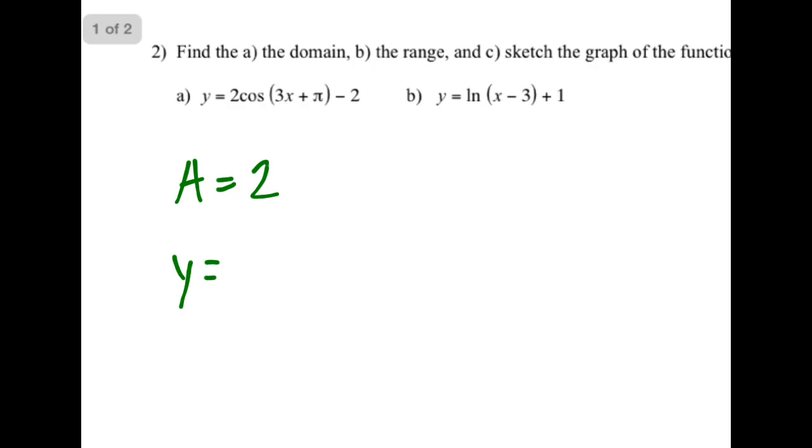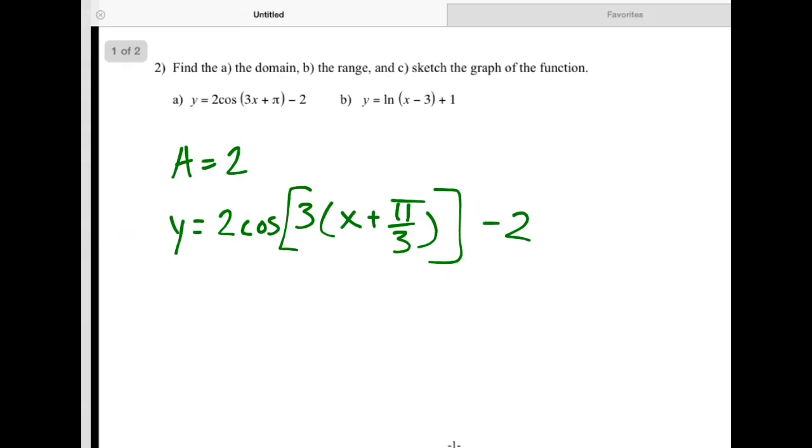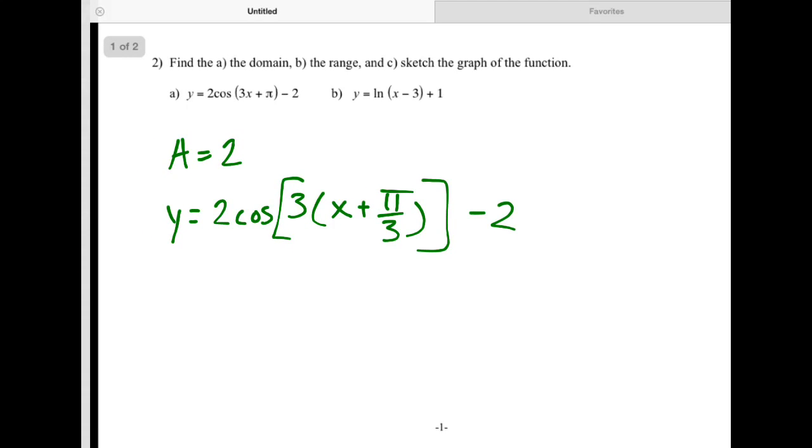So I'll factor out a 3. I'll force factor out a 3. So cosine, and then brackets 3 times x plus pi over 3, and then minus 2.